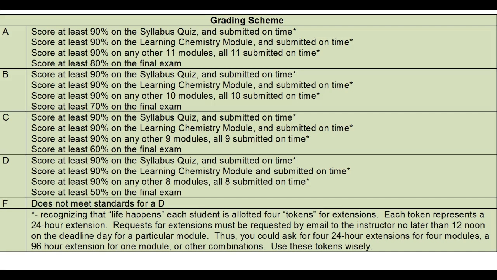If you want to work toward a B, the goal is a little bit less. Instead of 11 modules, you'll need to complete 10 on time. You only make a 70 on the final exam. Make a C, it's 9 modules and 60 on the final. And D, 8 modules and 50 on the final. And if you don't at least do that, that's where you get an F. And we just don't want to talk about that, do we?